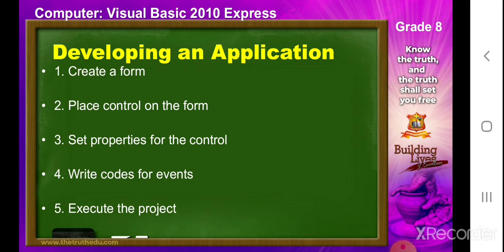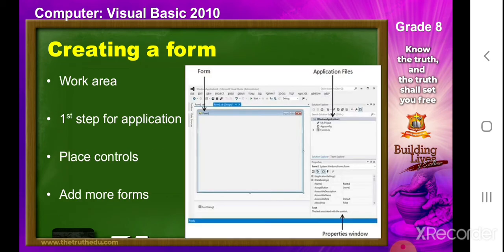Now how do we develop an application? To develop an application, first you will have to create a form. Second, you will have to place the control on the form. Third, for each control which you have put, you will have to set the properties and write the code for events, and finally execute the project. So this is how it works.